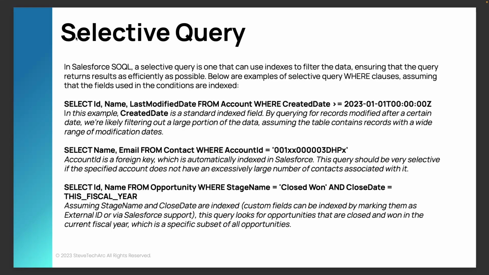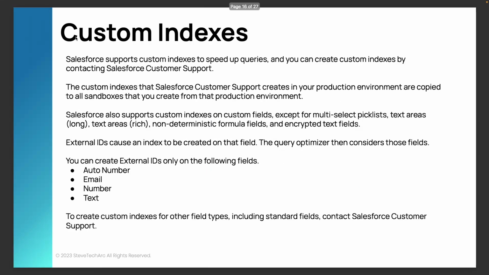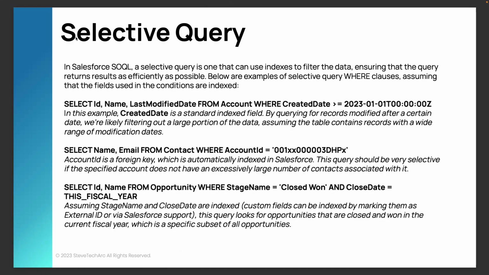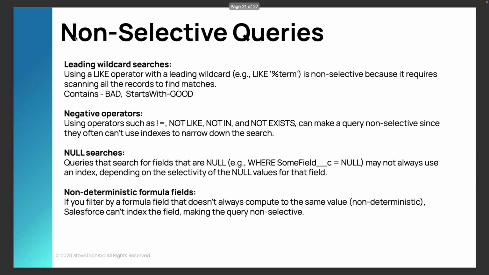Now, if you were to have custom fields, here you have stage name and close date. Assuming that you had created these as custom indexes with a request to the ticket, then it could work. So stage name is, as we showed before, not a standard index, but could be a custom index. And close date could be a custom index. So these are ways, using equals, of asking for the data in a selective manner.